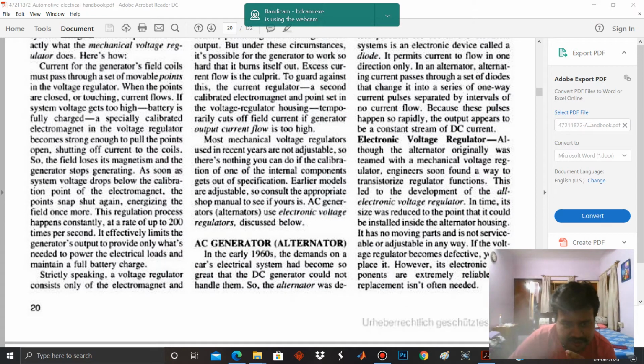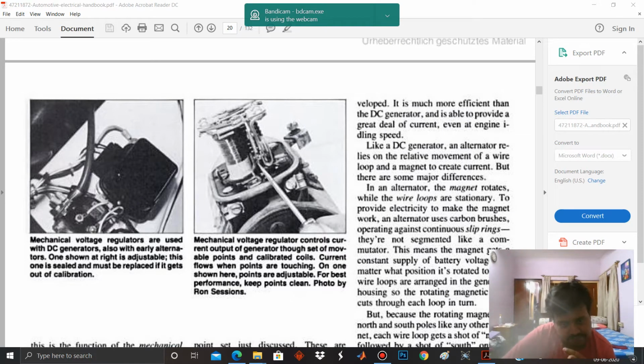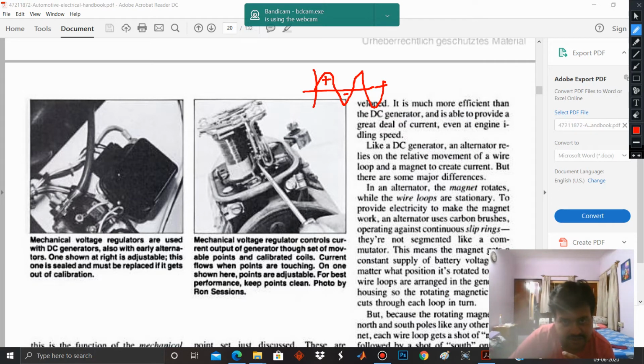So let us study an AC generator. In the early 1960s, the demands on the car electrical system became so great that the DC generator could not handle them, so the alternator was developed. The AC generator is also called an alternator. Why? Because AC is alternating in nature: for the first half cycle it is positive, and for the second half cycle it is negative. The output of an AC generator is always changing with half a time period, so as it alternates, it is also called an alternator.